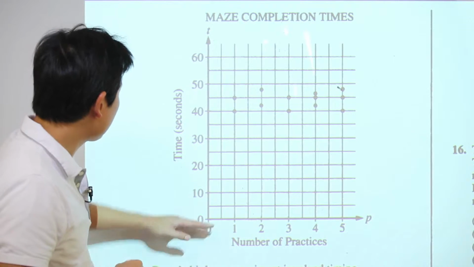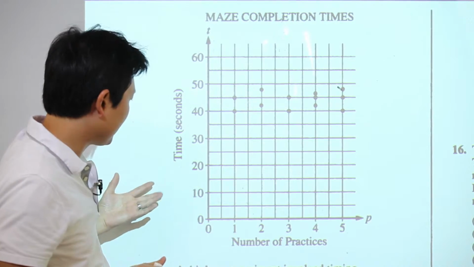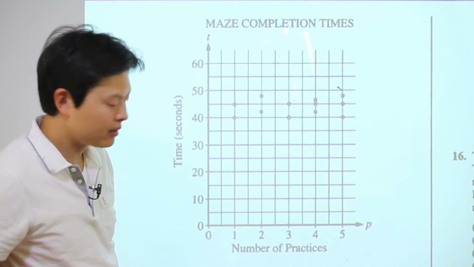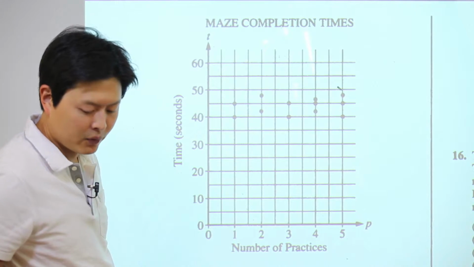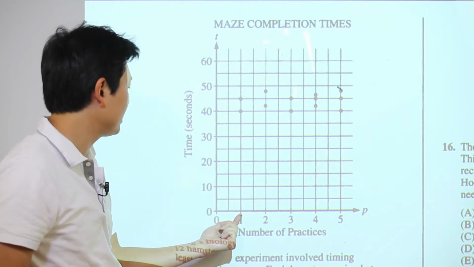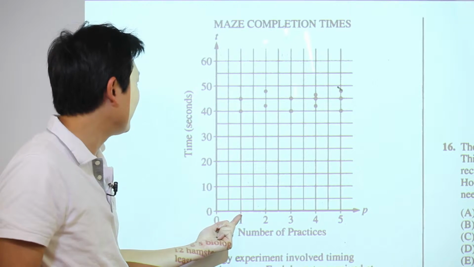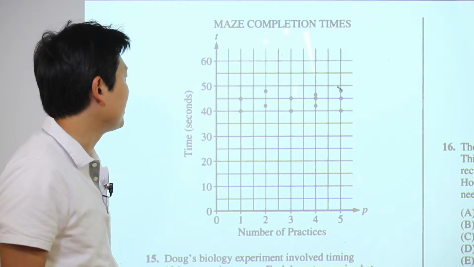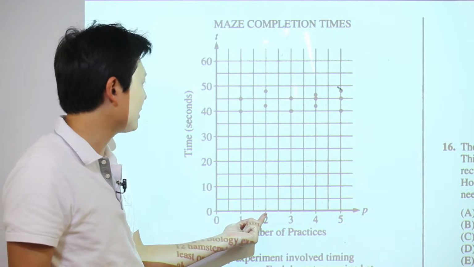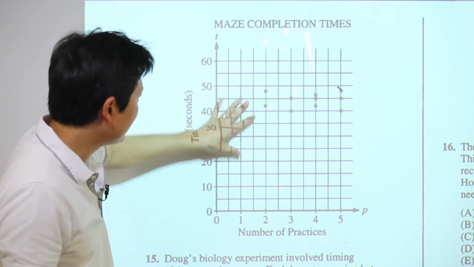Maze completion times. So this is time, this is number of practices. I guess we're talking about some hamsters here, right? So it looks like what they're trying to tell us is, if one of the hamsters had 1 practice, it completed the maze in 40 seconds. Another one was given 1 practice, and that particular hamster finished the maze in 45 seconds. There was another hamster that was given 2 practices, and that one was able to finish it in a little over 40 seconds, and so forth. So that's the graph we have here.